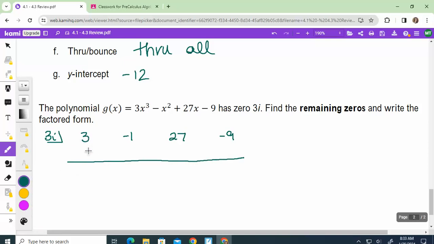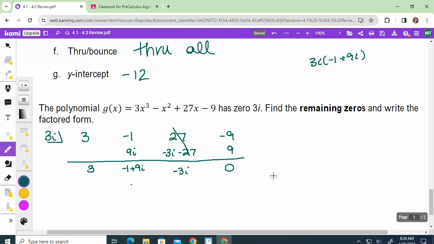Three comes down. 3 times 3i is 9i. If we add, we get negative 1 plus 9i. Okay, if we multiply by 3i, negative 3i. This would be plus 27i squared, which is minus 27. That's a negative 3i. Positive 3i times negative 3i is negative 9i squared, which is positive 9.